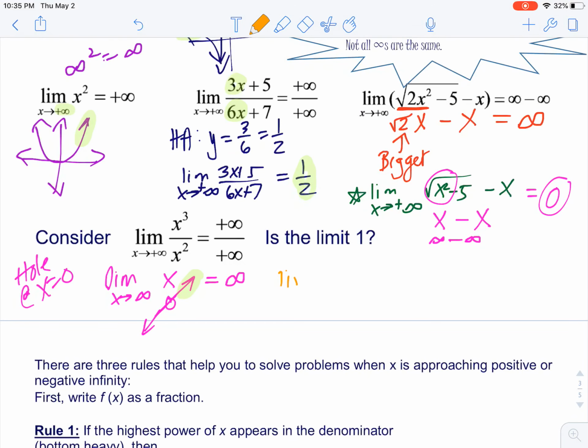If you were asked the limit as x approaches negative infinity of this function, well, it simplifies to be x. As we're going to negative infinity, that's decreasing, so it would be negative infinity.